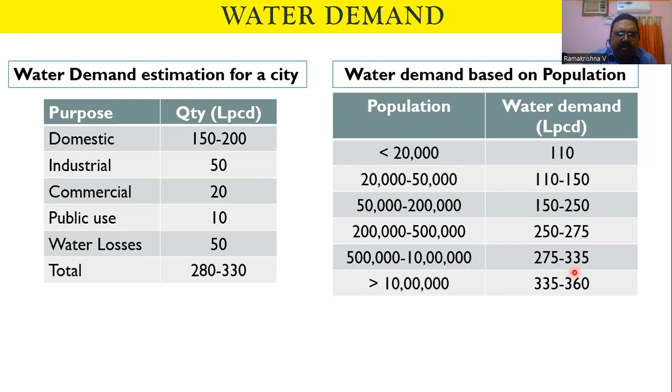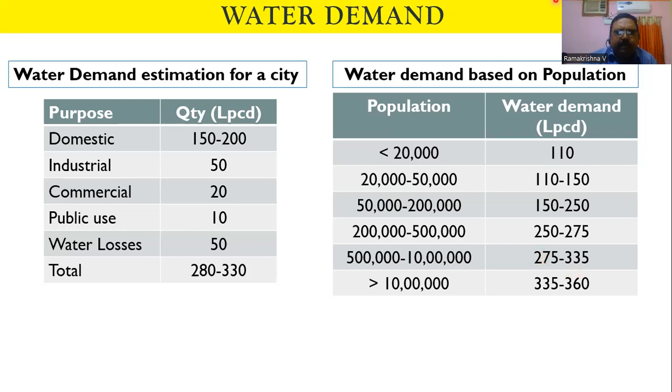That much water is required to be supplied for the entire city to satisfy all the needs. This should be the target of the municipal administration. And this is how we normally calculate the water demand based on the different purposes of water demand. Okay, thank you.